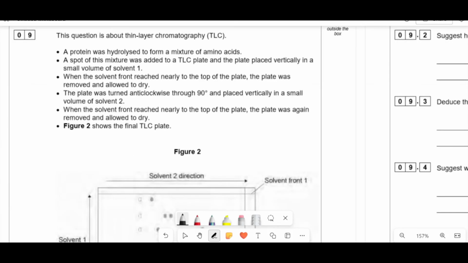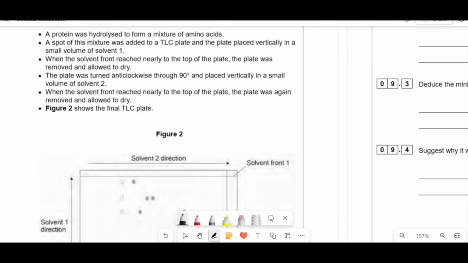There you go. This question's about thin layer chromatography. A protein was hydrolyzed to form a mixture of amino acids. The spot of this mixture was added to a TLC plate, and the plate was placed vertically with a small volume of solvent 1.